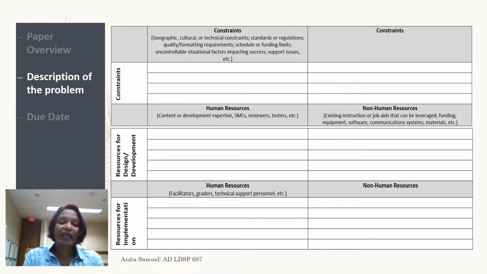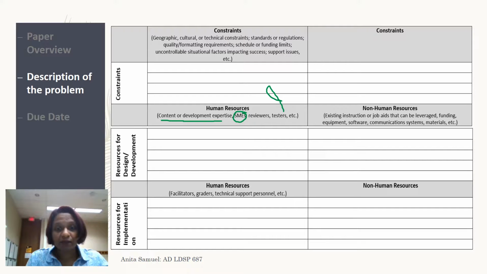Then you're going to be looking at the resources that are available. Now you have human resources, you have non-human resources, and you have resources for design or you have resources for implementation. So think about what resources are available and make a note of them. So you've been given points and tips on what to be looking for. For example, you're going to be looking for human resource with content or development expertise. Basically, you're looking for your SMEs.